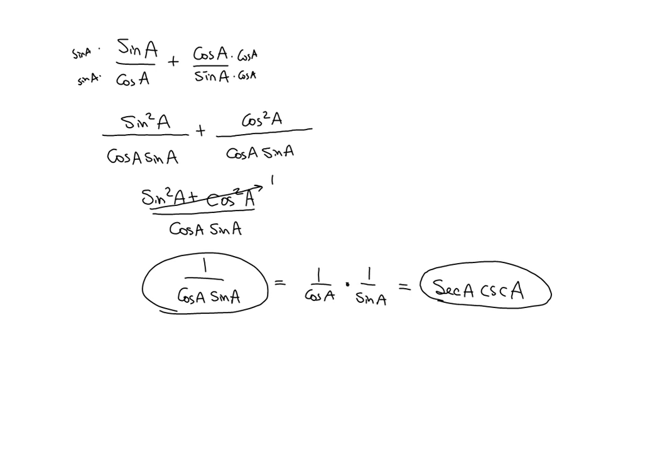Okay, the other thing that I want to talk to you guys about very briefly is problems like this. So they may give you something like, given that sine of theta equals 2/3, and they tell us that theta is between pi over 2 and pi.